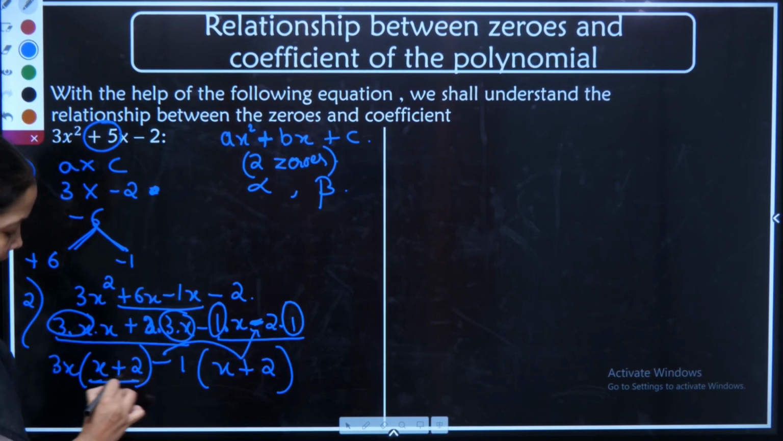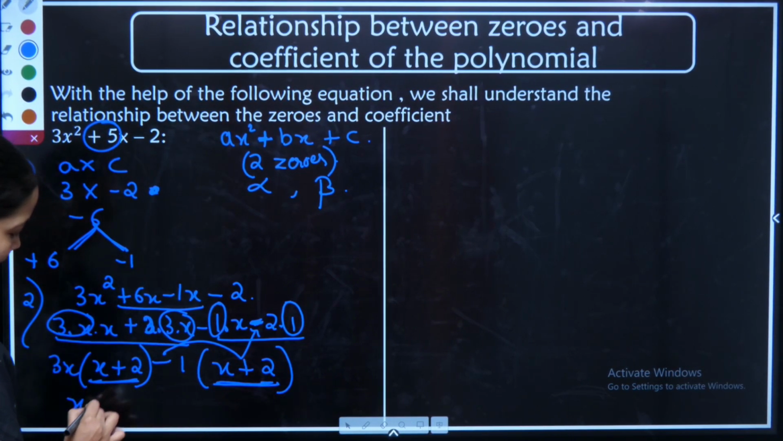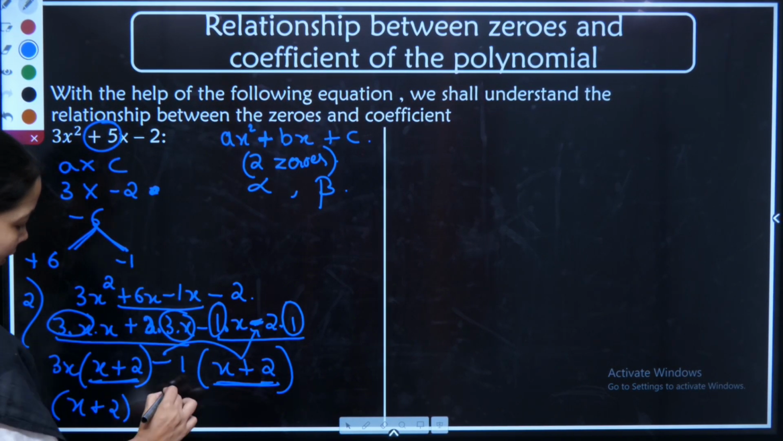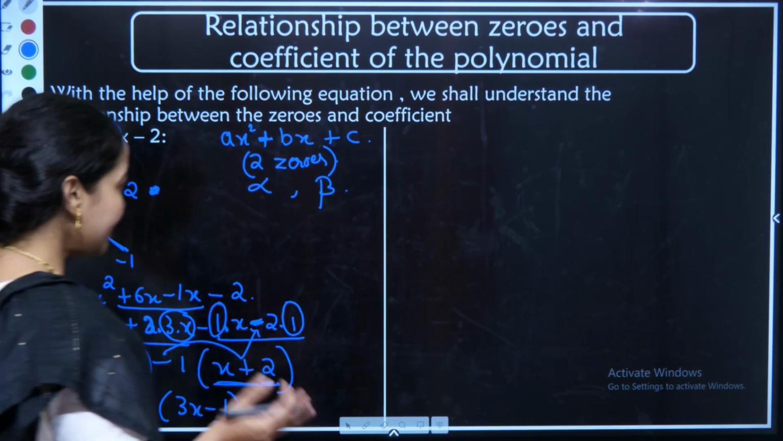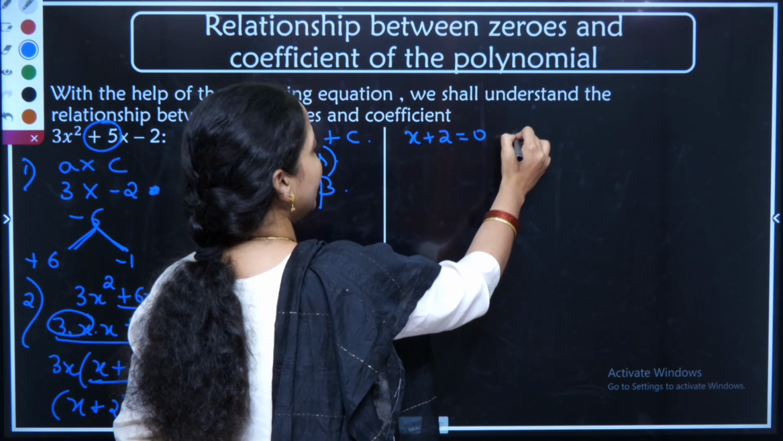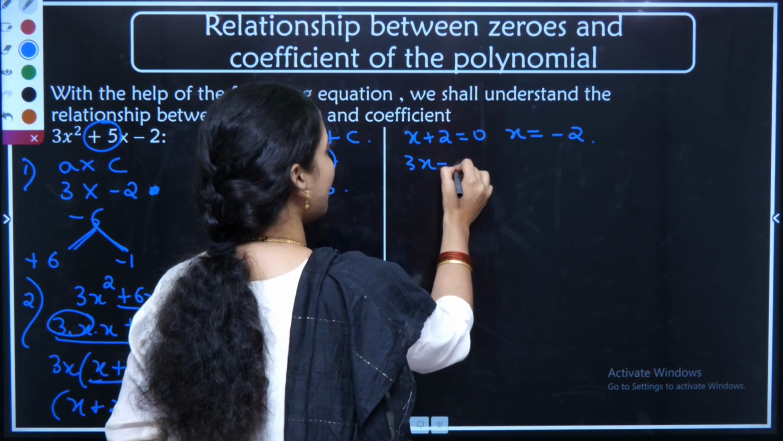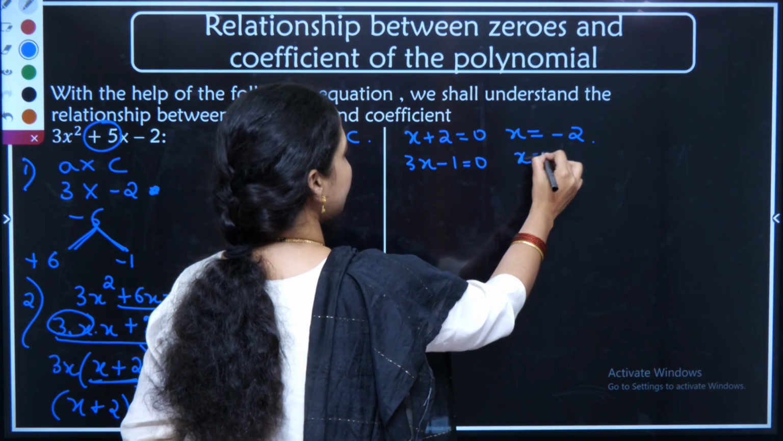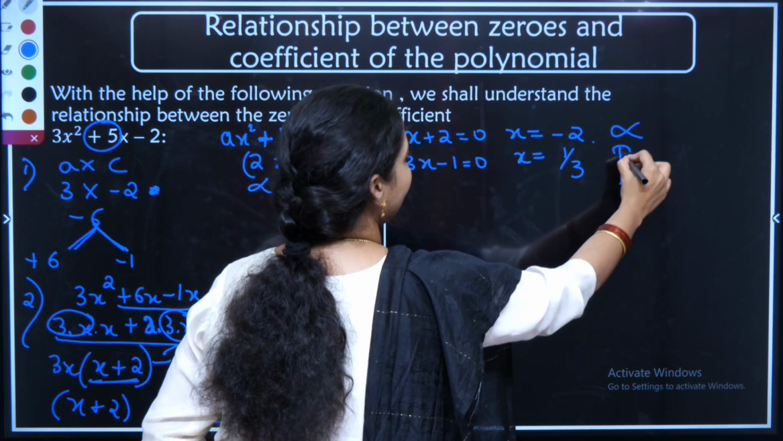Whatever is there in this bracket has to be there here also. So I'll take x plus 2 common now. So the other term is 3x minus 1. When we equate these two terms to 0, that is x plus 2 equated to 0, x is negative 2. 3x minus 1 equated to 0, x is 1 by 3. So I'll call this alpha, this beta.